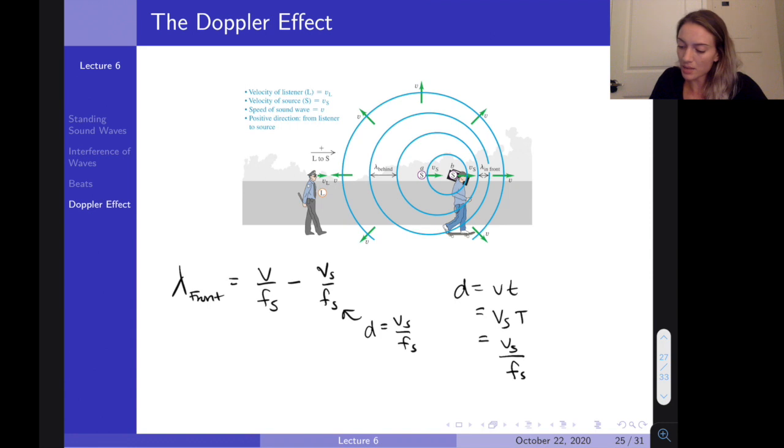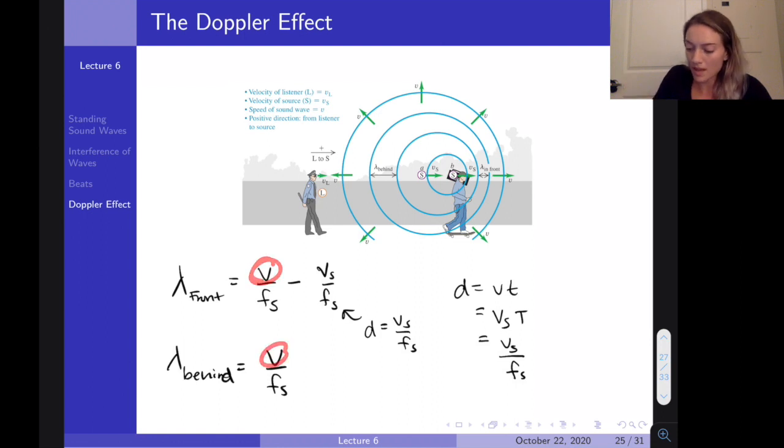And now behind, we can do the same thing, where lambda behind is V over Fs, where remember, this V is the velocity of the wave, and this Vs is the velocity of the source. So those are two different velocities. We have the velocity of the wave itself. And now here, the wavelength is going to look bigger, right? So as the source moves away, the wavelength is going to look bigger. So we're going to add the same thing, Vs over Fs.